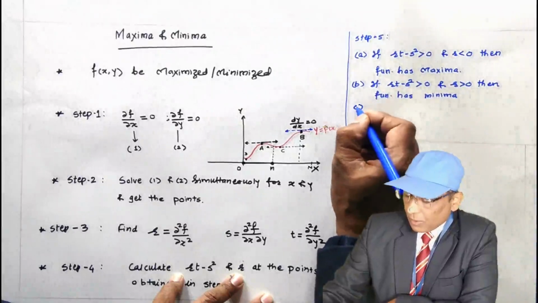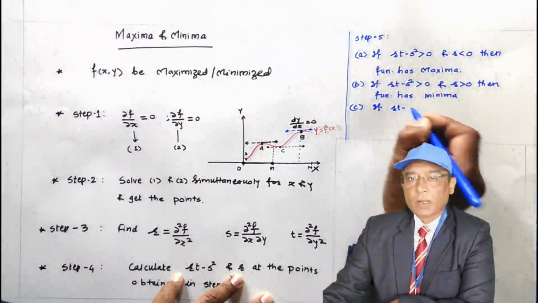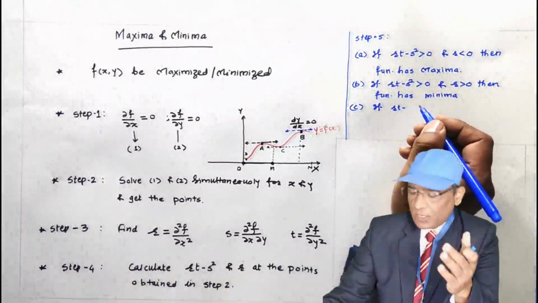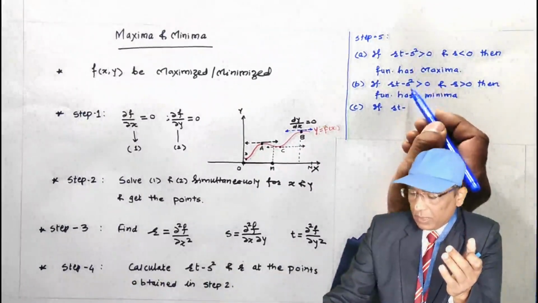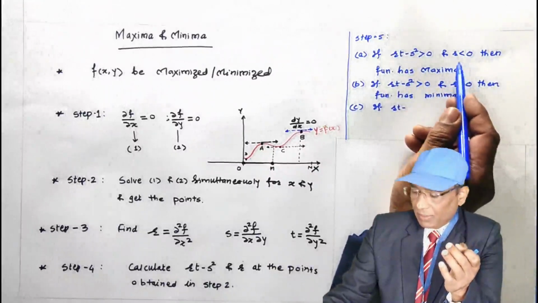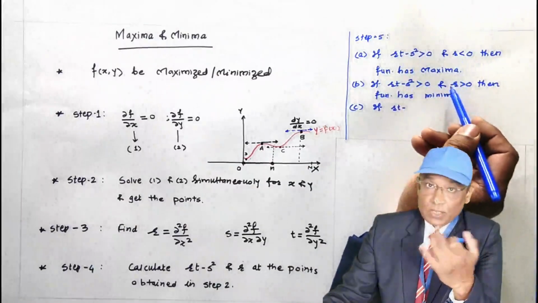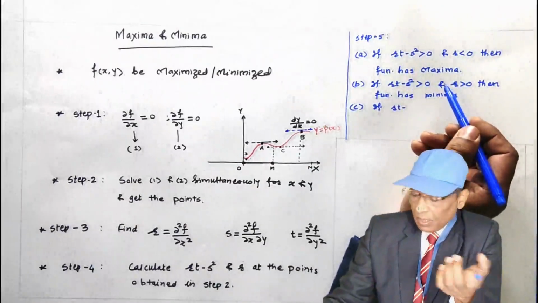Third, this is one of the possibilities: rt minus s square greater than 0 is common in both the first and second parts, and after getting this positive rt minus s square, the value of r will decide whether the function is maximum or minimum.